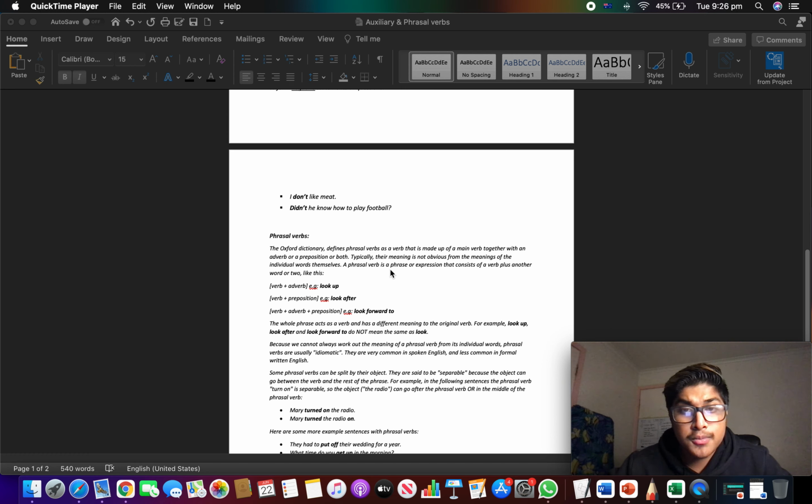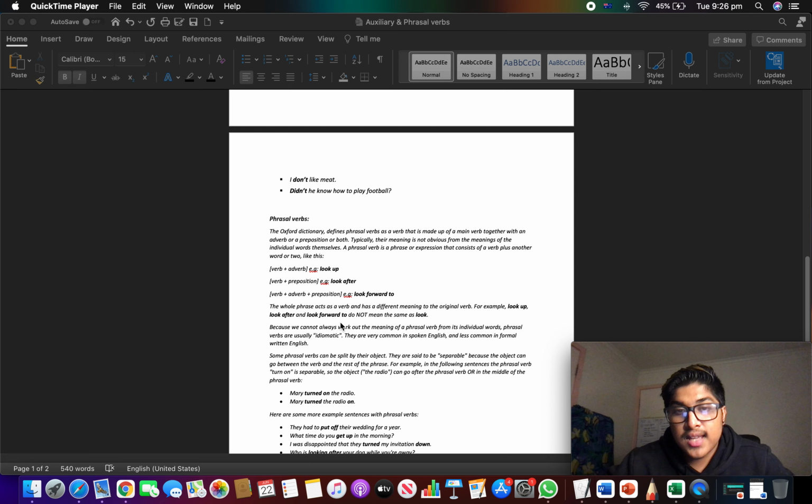A phrasal verb is a phrase or expression that consists of a verb plus another word or two, like this: verb plus adverb. An example is look up. Verb plus preposition. Example of this is look after. Verb plus adverb plus preposition. An example of this is look forward to.